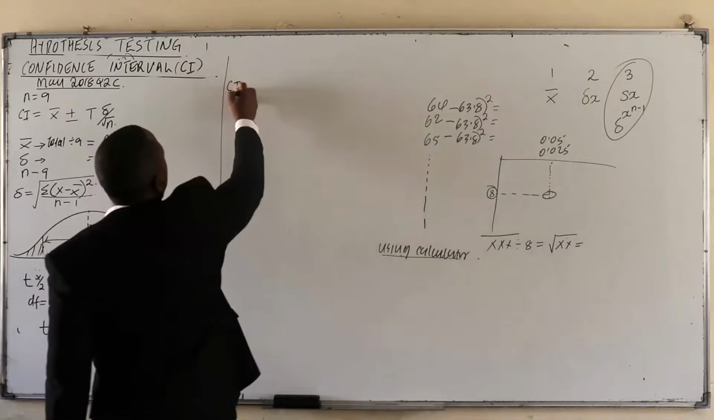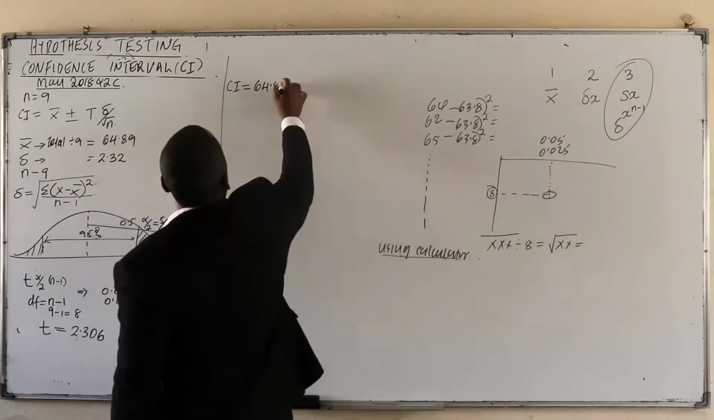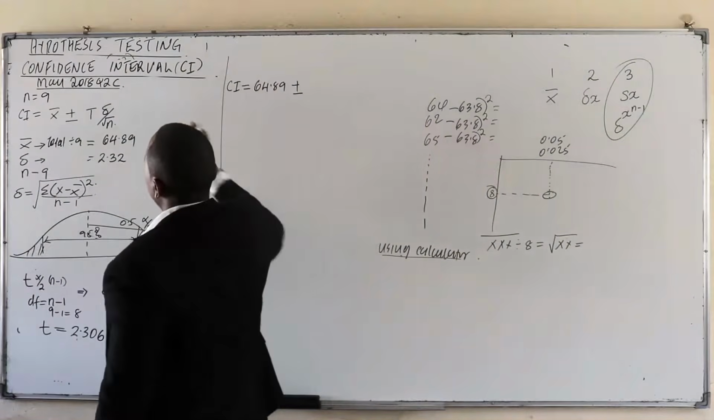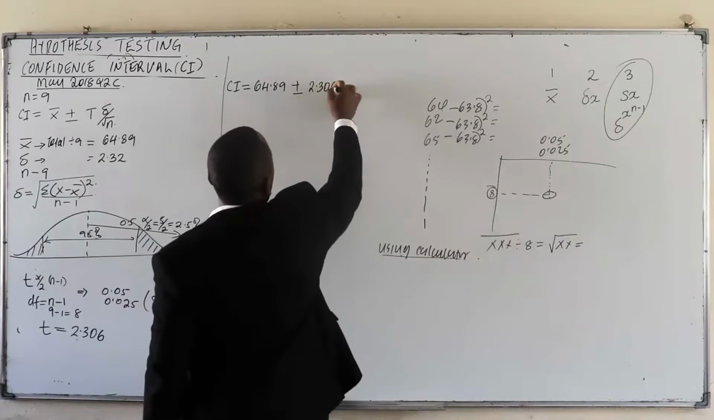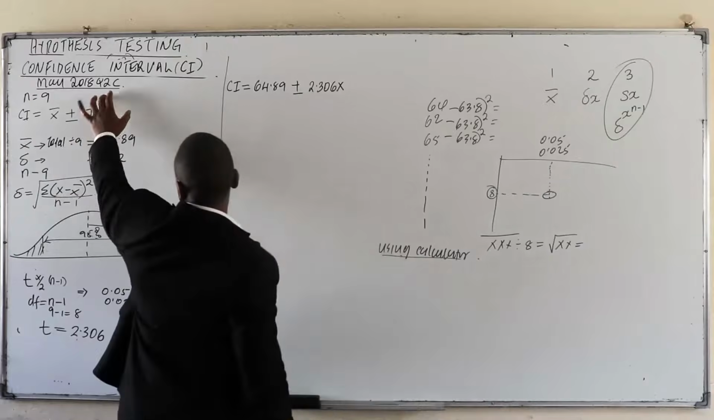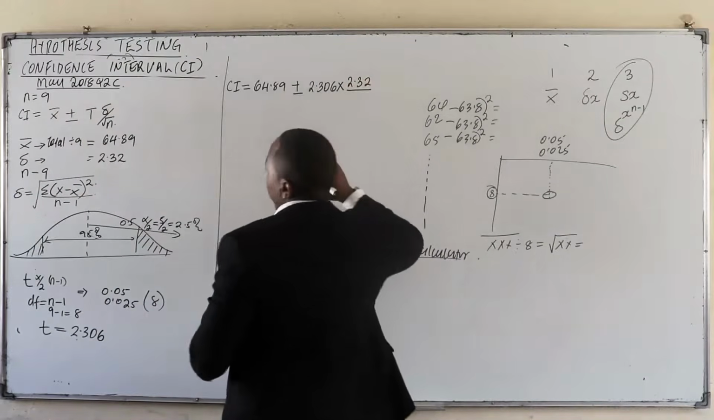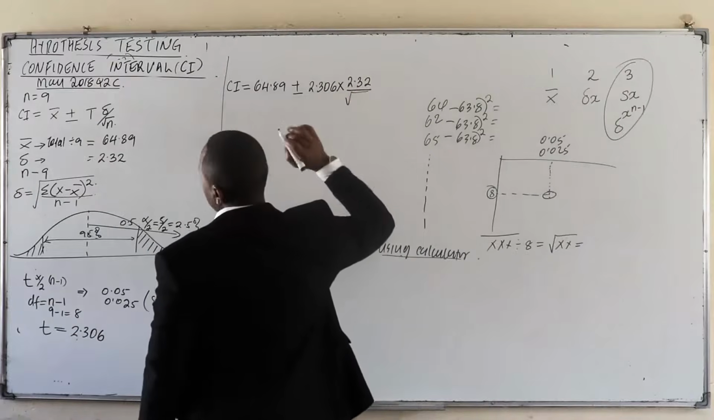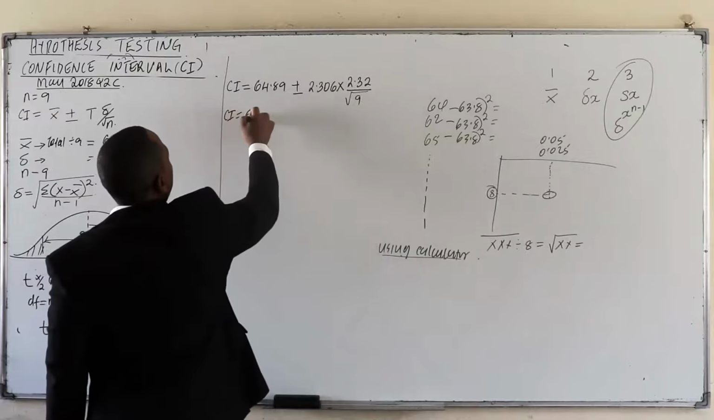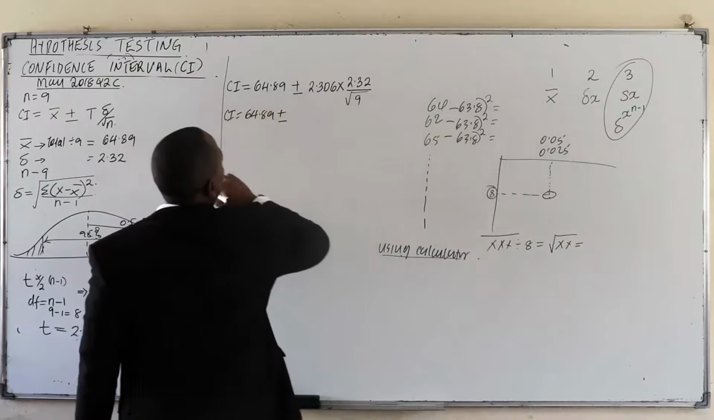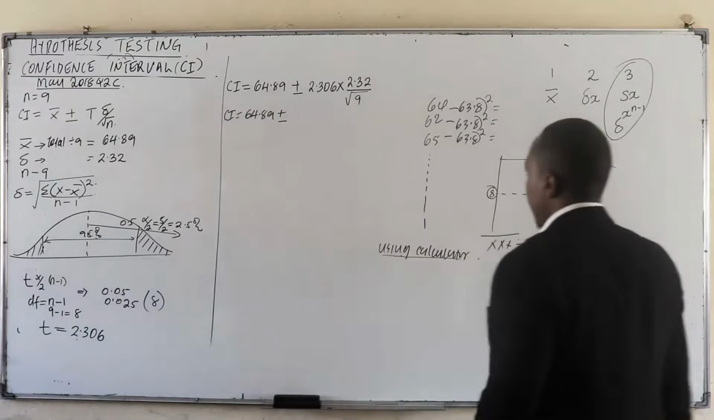So the confidence interval is that you take X bar, the average, 64.89, plus or minus the margin of error. You take t, our t is 2.306, times the standard deviation. Our standard deviation is 2.32, divided by the square root of n. Square root of 9. So it will be 64.89 plus or minus. Now, can you give me the margin of error?